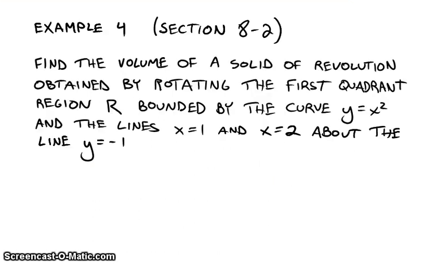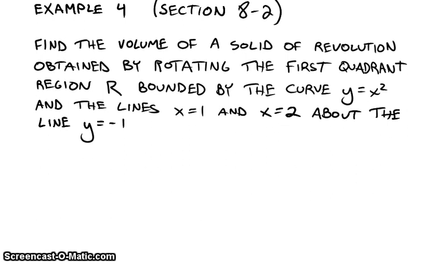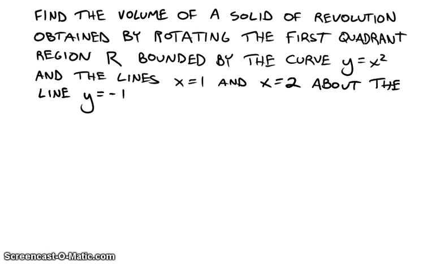Here's the first problem we're going to take on. I guess I'll read it out loud for you. Find the volume of a solid of revolution obtained by rotating the first quadrant region R, bounded by the curve y equals x squared and the lines x equals 1 and x equals 2, about the line y equals negative 1. Let's try to make sense of what the heck this is looking for.